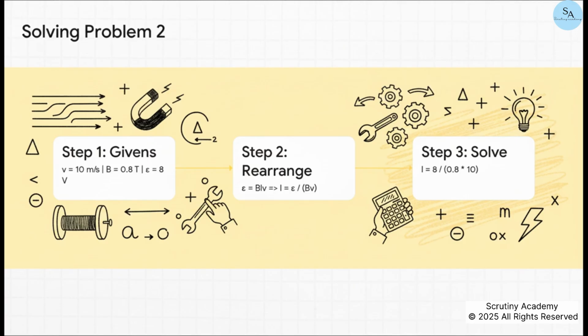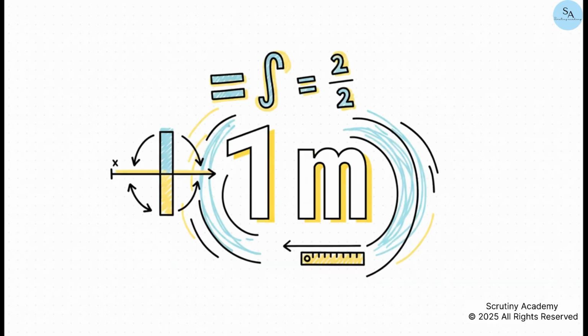Now, step 2 is where you've got to pay attention. We know the formula is epsilon equals BLV, but we're solving for length, for L. This is a super common thing on exams. You have to rearrange the formula. A little bit of simple algebra gets us L equals epsilon divided by B times V. Step 3, substitute and solve. And the math works out nice and clean. The conductor is exactly 1 meter long. See? Same reliable method, just with a little algebraic twist.